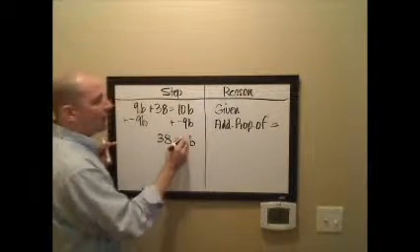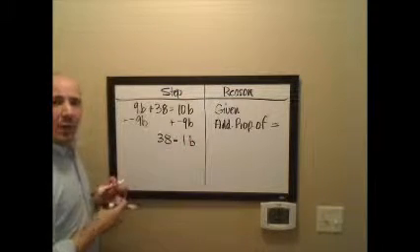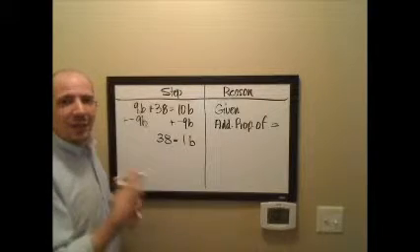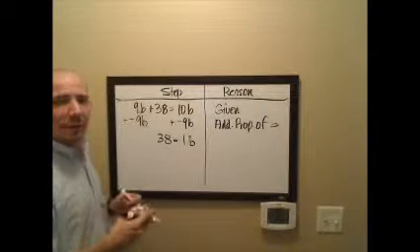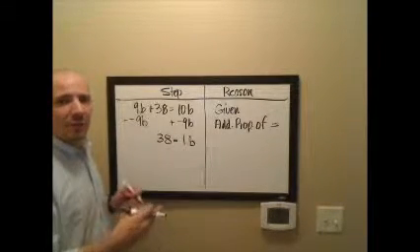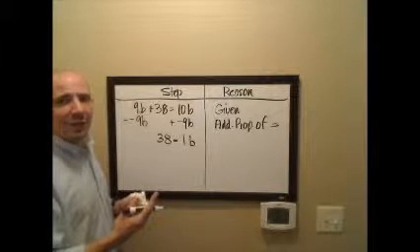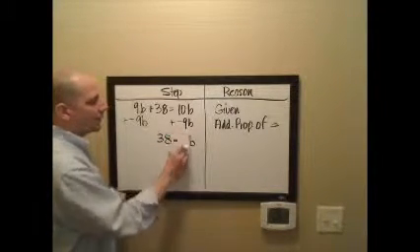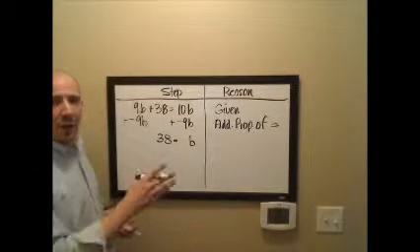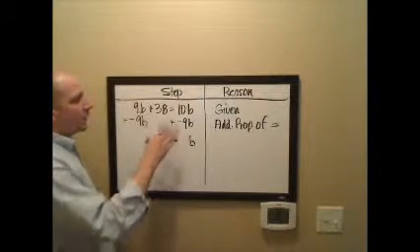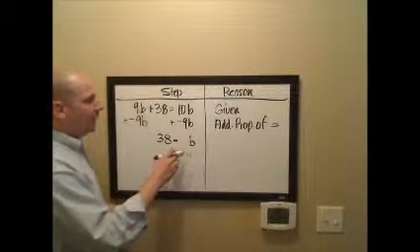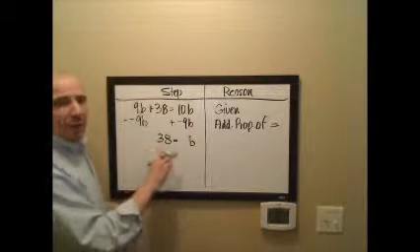Now, I can write the 1b, but in algebra we typically don't write 1 because 1 doesn't change anything when you multiply it. It's called the multiplicative identity. It means anything times 1 is itself. So I'm not going to write it. I took the 1 away, and this was a one-step problem. It's b is equal to 38, or 38 is equal to b.